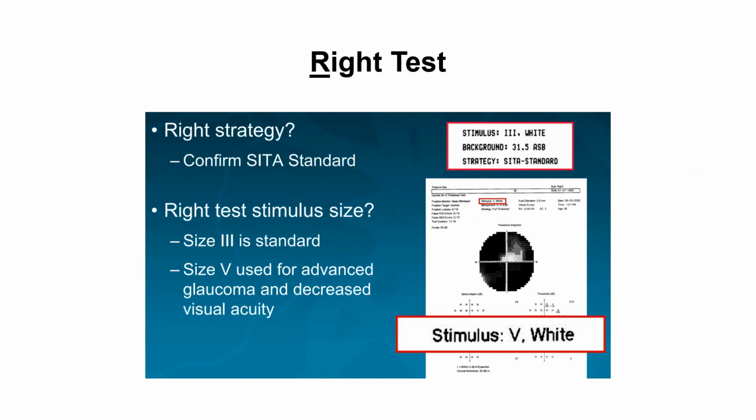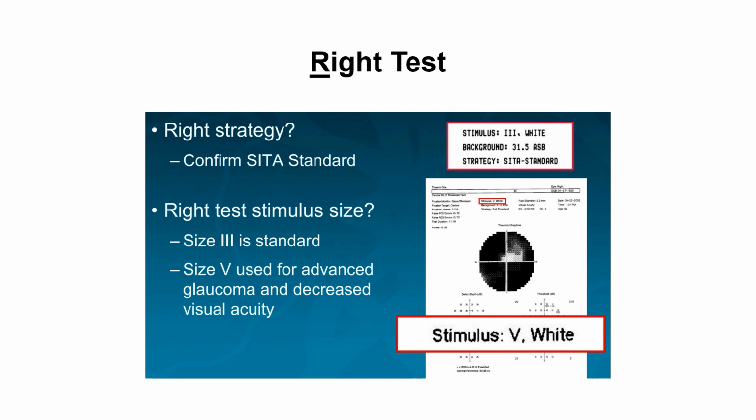Okay, so we'll confirm the right strategy by confirming the Theta standard. As we say, Theta fast is not recommended for patients with glaucoma because it can underestimate the scotomas. So ideally it should be Theta standard, the Swedish Interactive Threshold Algorithm. Here you will find the strategy Theta standard.